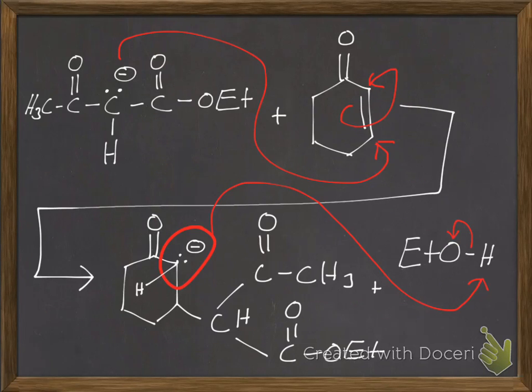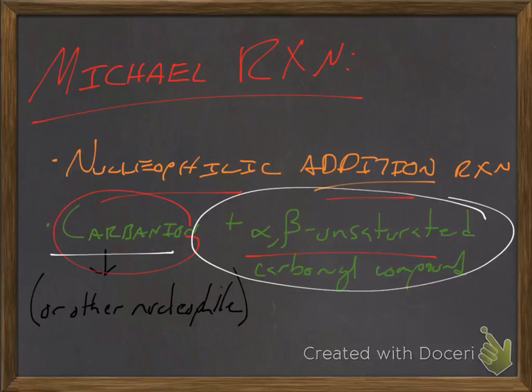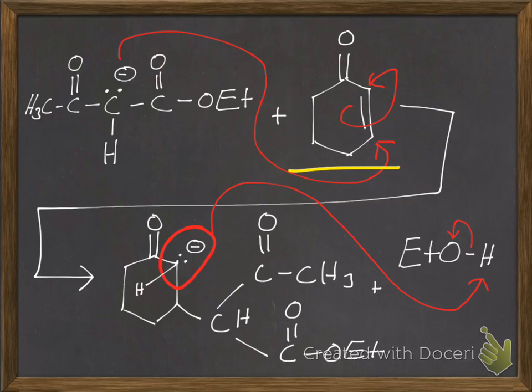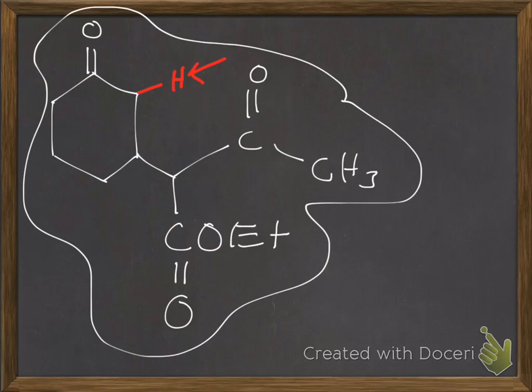Well, that compound was now able to interact with our initial compound, which was an alpha-beta unsaturated carbonyl compound. When it interacted with that, it attacked this carbon. That caused these electrons to go up here, making this a carbanion. That carbanion then interacted with the ethanol after we'd added everything here. The ethanol allowed us to protonate that and electrically neutralize it, and we ended up with our final compound.